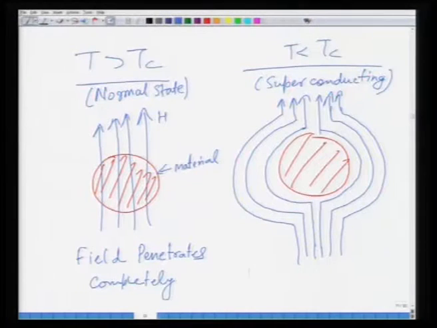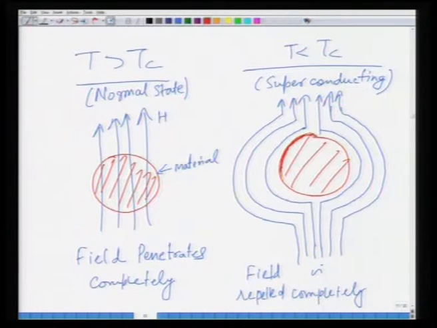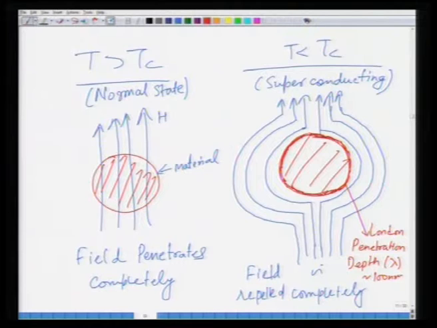So this is your field, which is repelled completely, and this thin skin around the material in which the penetration takes place, a little bit of a thin layer, means there is some interaction taking place on the outer surface. This is called your London penetration depth, lambda, and it's of the order of 100 nanometers or maybe smaller.